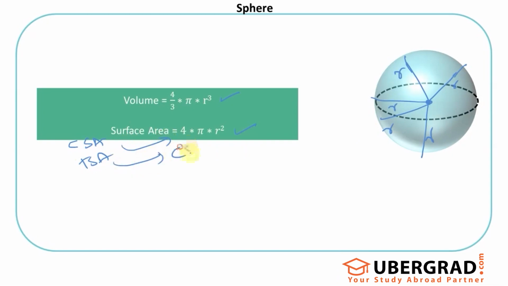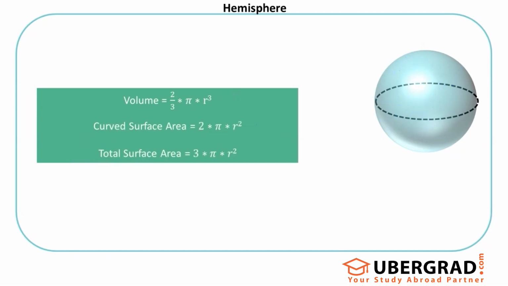The total surface area is also curved surface area plus area of the bases, which is 0 because there is no base per se for this. So it will still be the same 4 pi r square. Keep that in mind, right? There's no difference between curved surface area, total surface area, simply surface area. All of this is same.